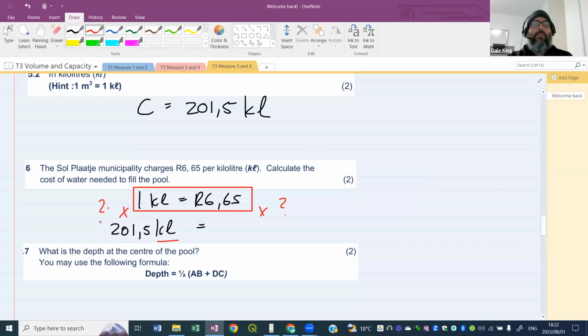Yeah, I use it every time, even when I do measurements and stuff like that. Conversions, exchange rates. Okay. So I also do the same thing. I ask myself, what do I do to this one to make it become 201?